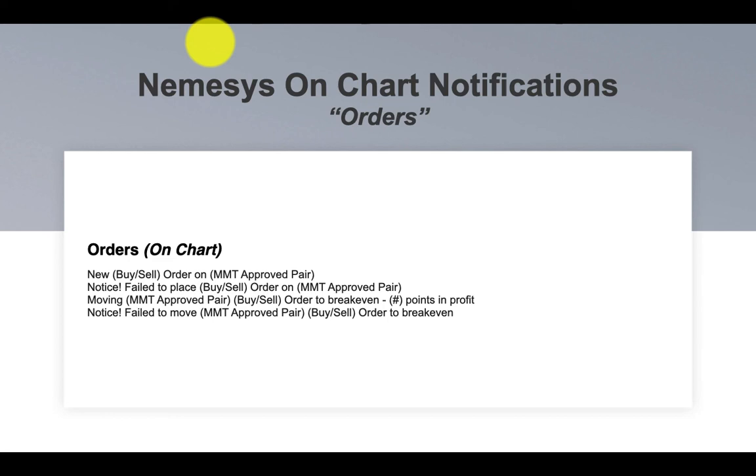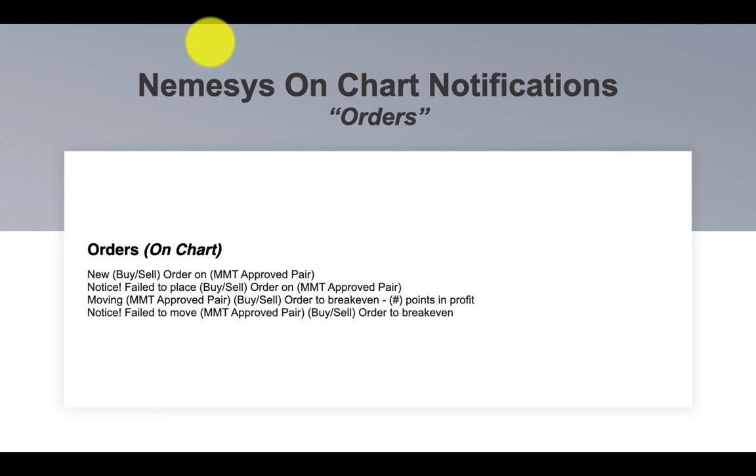Now, next is going to say notice, failed to place a buy or sell order on whatever pair. That will come to your phone. That will go on the chart. And again, it'll also let you know why. And we talked about it. It may be because of hedging. It may be because you have only single entry when there's multiple entries popping up. It'll let you know why. But it'll also let you know that it failed to place an order so that you can go and look to see why.